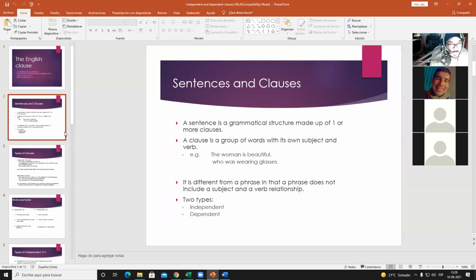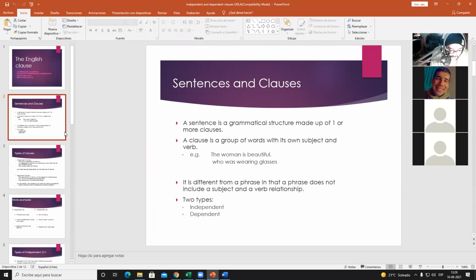Sentences and clauses. A sentence is a grammatical structure made up of one or more clauses. Okay, so we know that sentence is the top element within the grammatical hierarchy, then they are composed of clauses. Second point. A clause is a group of words. I don't like that. A clause is a group of phrases with its own subject and verb. I would change the entire definition.